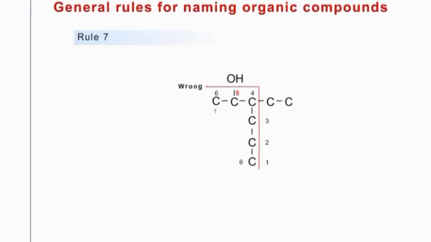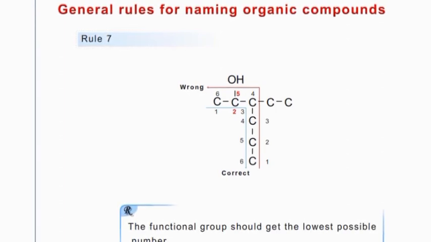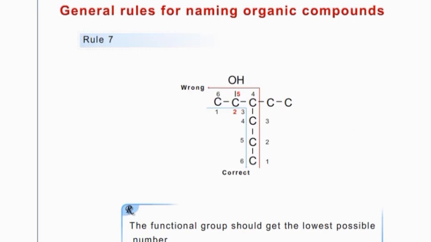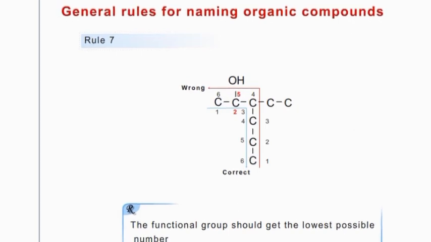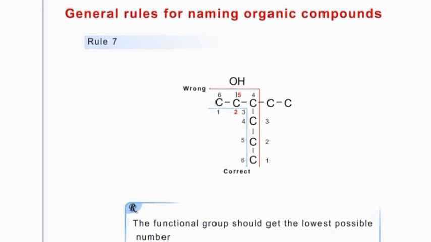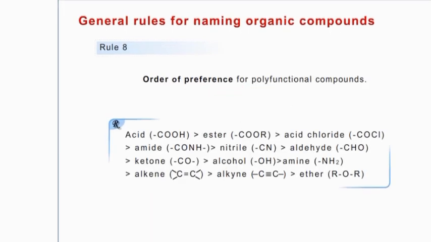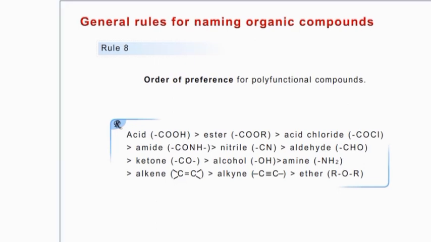Please observe. This is one way, it's actually wrong. So what is the correct way? The correct way is like this. This is correct because the functional group should get the lowest possible number. If you take the first method, the carbon where the OH group is attached will have 5 as the locant number. But if you take the second method, the carbon atom where the OH group is attached will have locant number 2. So this is the correct method.